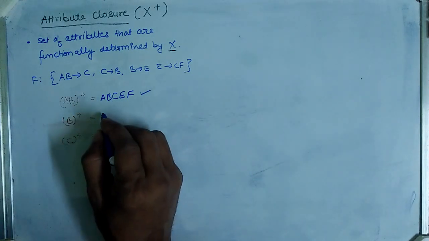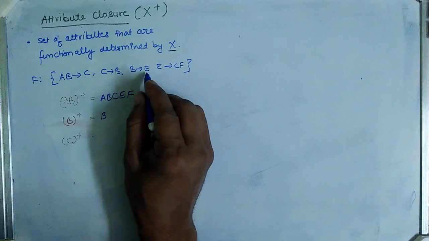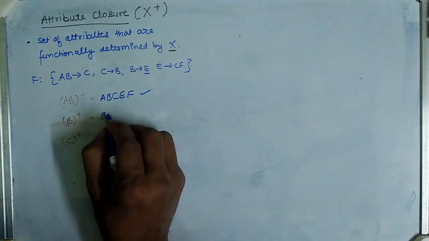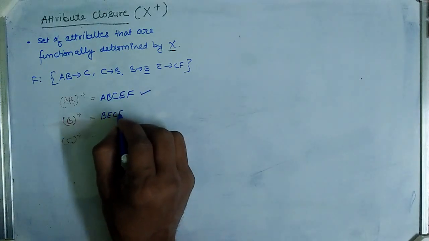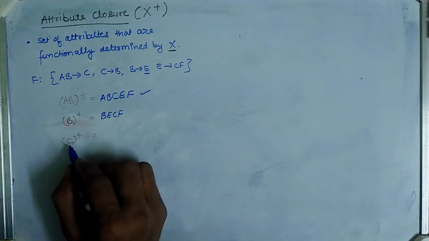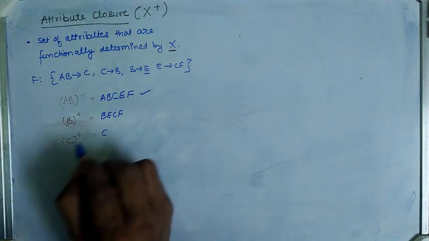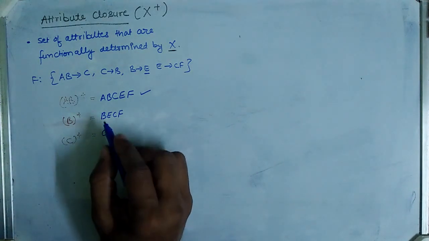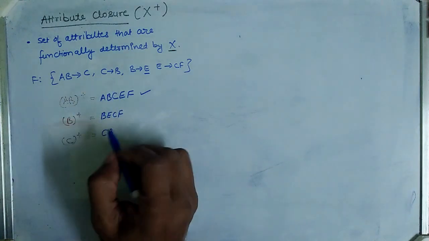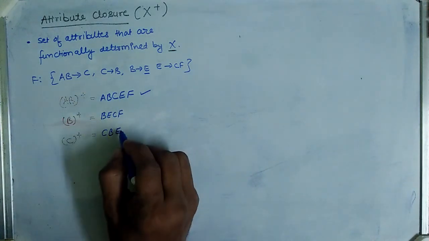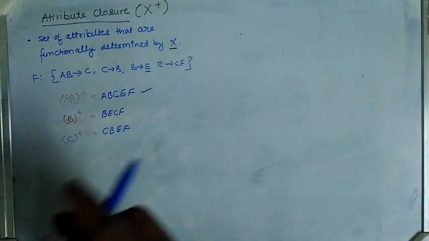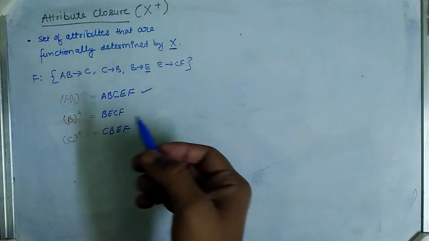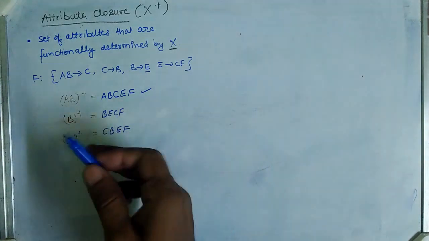Similarly for B plus, add B first, then check the functional dependencies. B derives E, add E here, then E derives C and F, so add C and F. Similarly for C plus, you add C first, then add the attribute determined by C, that is B. B determines E and E determines C and F. C is already there, so I add F. This is how you can find the closure for any given set of functional dependencies.